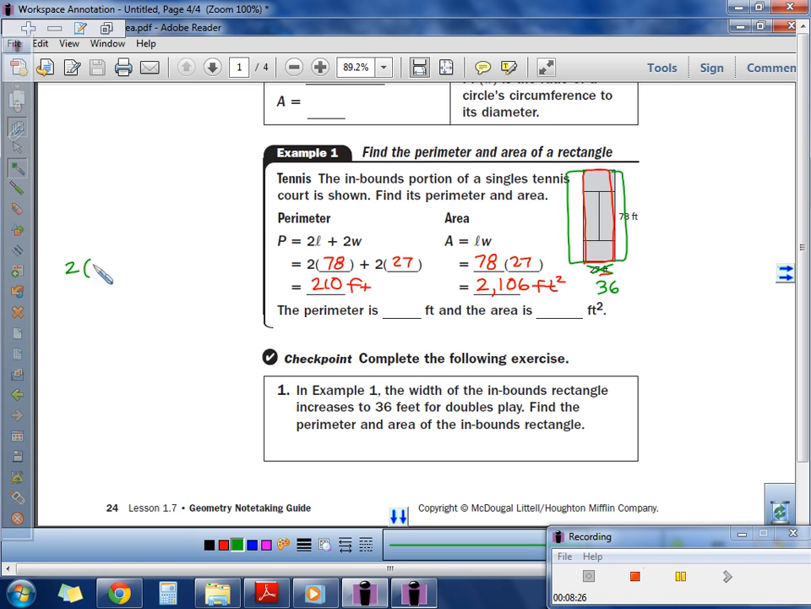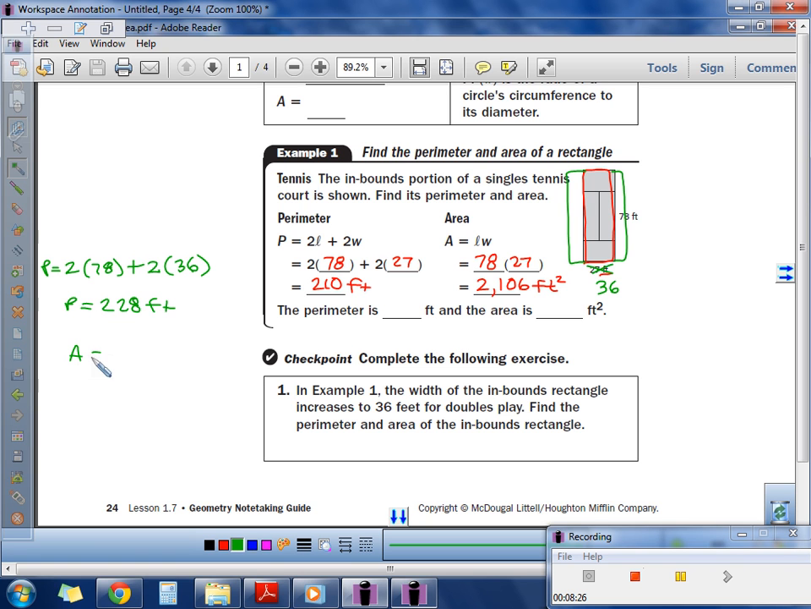So I would do 2 times 78. Add it to 2 times 36 now. When you type that in, what do you get? 152? What? 228 feet for the perimeter. So be careful when you're typing in. A few people have typed it in wrong.